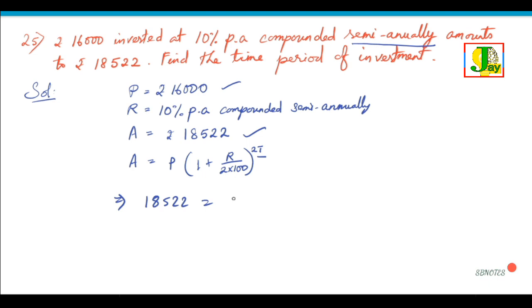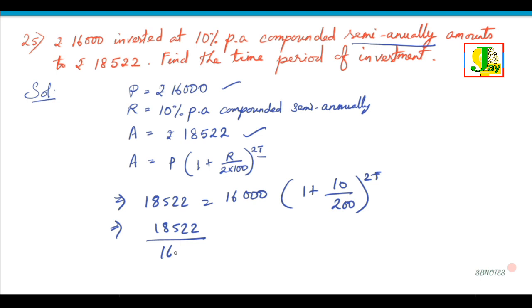18,522 equals P, which is 16,000, into 1 plus r, which is 10 by 200, whole power 2t. So 18,522 divided by 16,000 equals, this becomes 10 by 200, which is 1 by 20, so 21 by 20 whole power 2t.